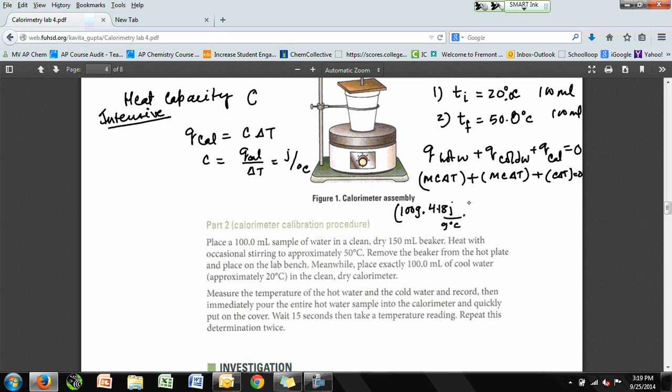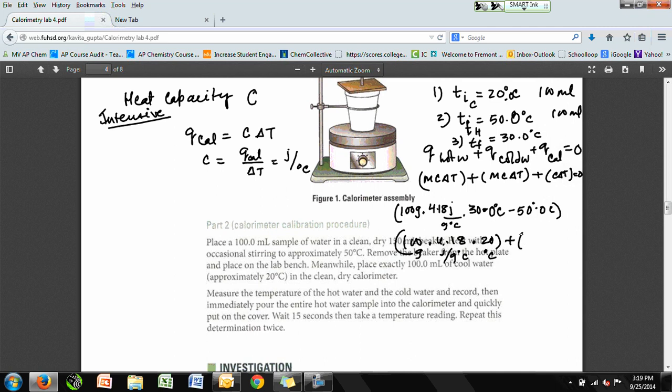Delta T for hot water will be final, let's say, sorry, this was initial for hot water, this was initial for cold water, and let's say your final temperature was 30 degrees. So delta T here will be 30 minus 50 degrees Celsius. Okay, so that'll be 100 times 4.18 times 20, right? I'm not going to solve it. You can solve it using your calculators. But I'm showing you the methodology.